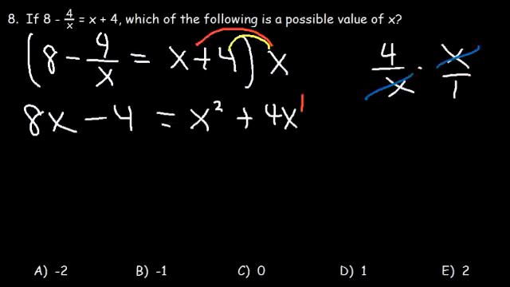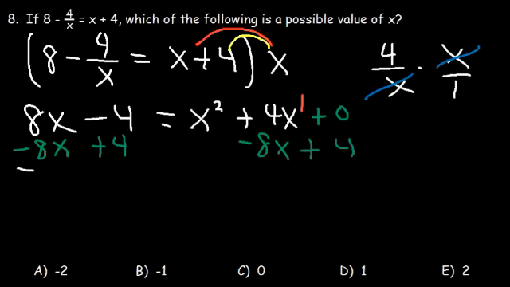So whenever you see that, what you want to do at this point is move everything to one side and try to factor the expression, use the quadratic equation, or complete the square to solve for x at this point. So let's subtract both sides by 8x, and let's add 4 to both sides. So this is 0 right here. If there's nothing there, it's a 0.